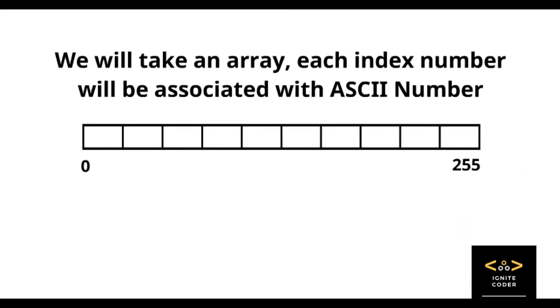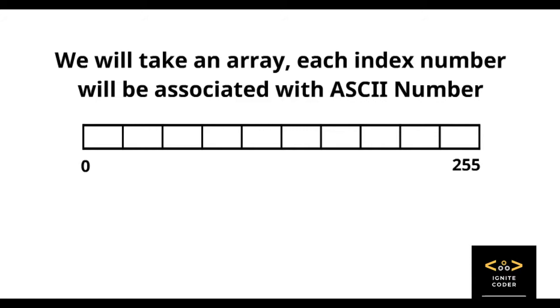Suppose let's take capital A. Its ASCII value is 65. Whenever a capital A repeats in our string, ASCII value 65, which we represent with our index number 65, we keep on incrementing the value of index 65. We know that in an array, the default value is 0. When A is repeated once, the value becomes 1. When A is repeated twice, it will become 2, and so on. All other values will be 0.